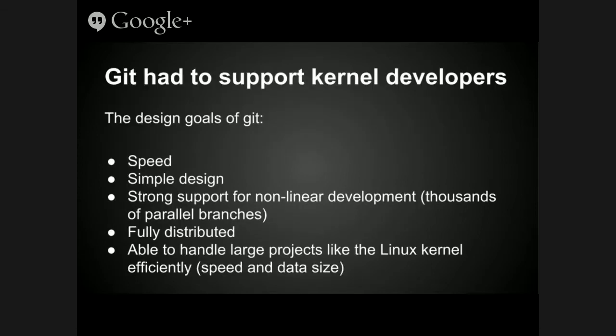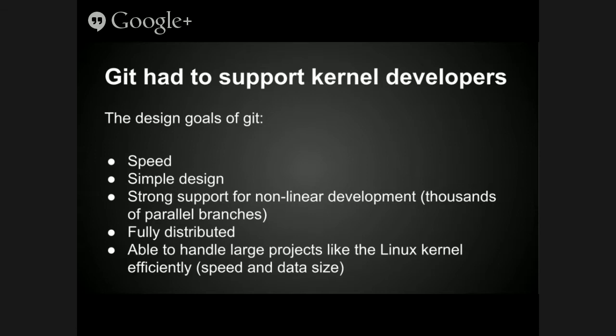So Git had to support kernel developers, and that's why the origins are really important. The design goals of Git were for speed, simple design. I think simple, being a very subjective term, is probably debatable when I get to the second half of this presentation, where I talk to you about how Git actually works on the command line.